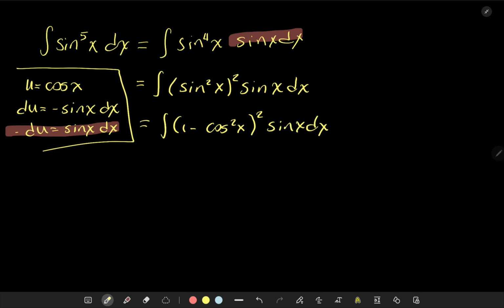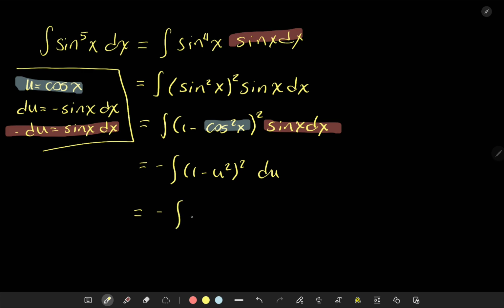And now let's go to the highlighters. Now I do have a blue. You see cosine wasn't there, but now it is. I can substitute it in there. And my sine x dx is going to be my negative du. So I'm able to plug it in. So I'm going to have negative for the du. And there's going to be 1 minus u squared, squared, du. So just a matter, again, of foiling this out.